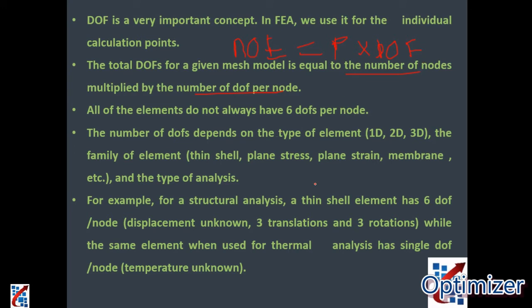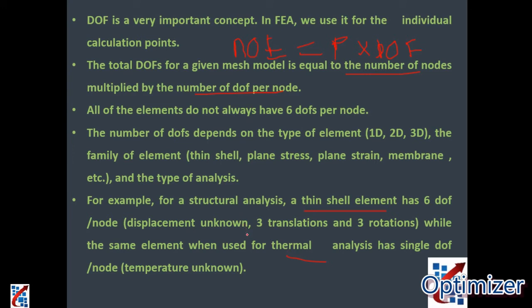In the first case, if you consider the thin shell element, it has displacement in x, y, z and also rotation in x, y, z, correct? So a total of 6 degrees of freedom are there. But if you consider the thermal analysis example, only one variable is there, that is temperature. So a single degree of freedom is sufficient to describe that, that is temperature. I hope you have understood this.